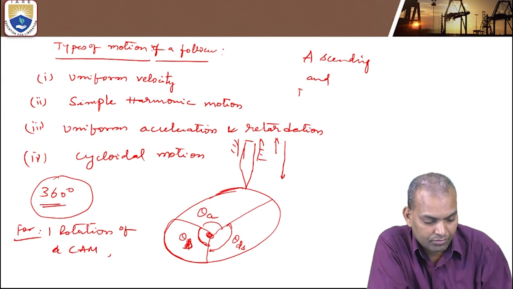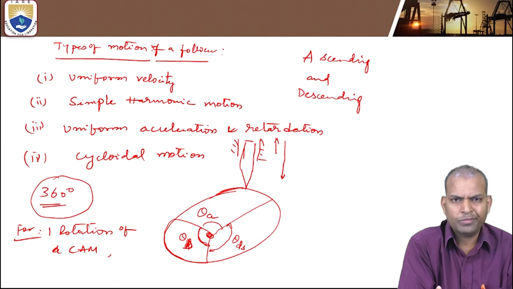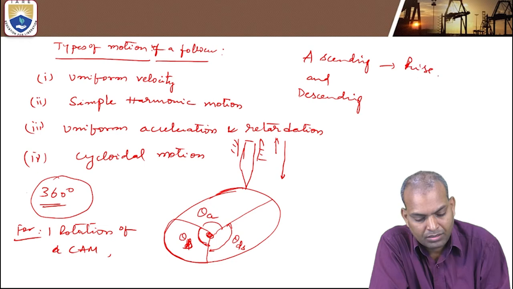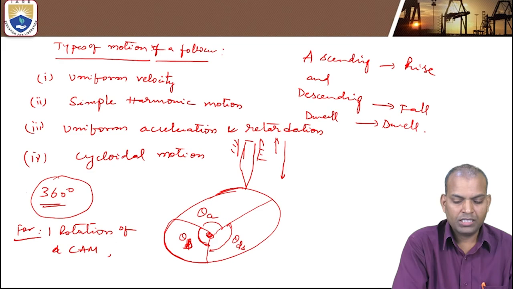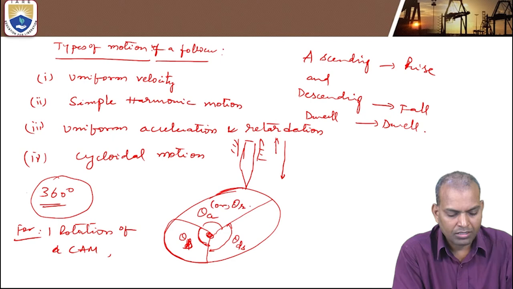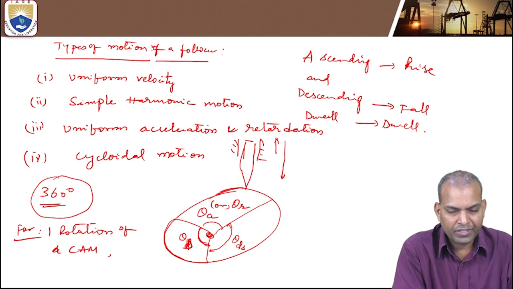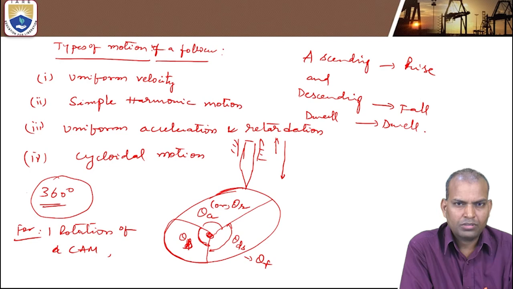Now these are the ascending and descending of the follower. Another synonym of ascending is rising, rise, and descending is fall. The dwell remains the same. Some textbooks follow different notations: theta A for angle of ascending, or theta r for angle of rising. The dwell remains the same, theta d, whereas the angle of descending or angle of falling is theta f. So these are the terminologies we are going to use in order to draw the shape of a cam.